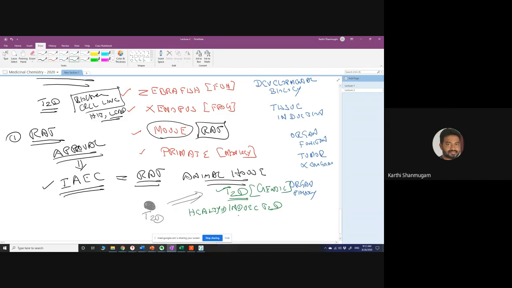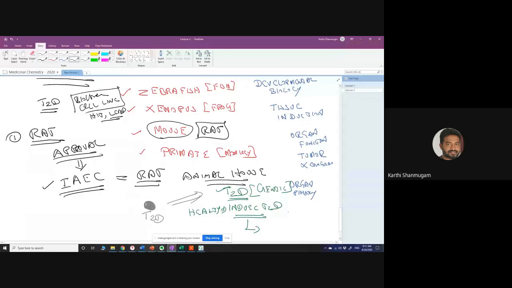So what the researcher in a research institute normally does is purchase healthy animals and induce the disease in the model. That's why it's called an animal model. We induce the diseased model. There are different ways by which we can induce different diseases in the animals.